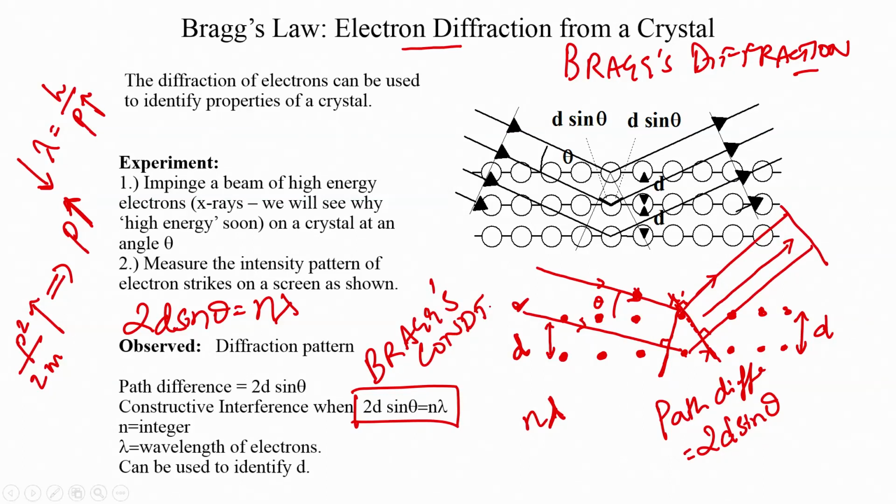So by keeping this crystal inside the system and impinging a high energy electron beam on it, and by changing the value of theta, one can get an intensity versus theta plot. From that plot it is possible to identify whether the material is a crystalline material, and if it is, what the distance between the planes is, etc. So it's a very powerful tool to study crystals.